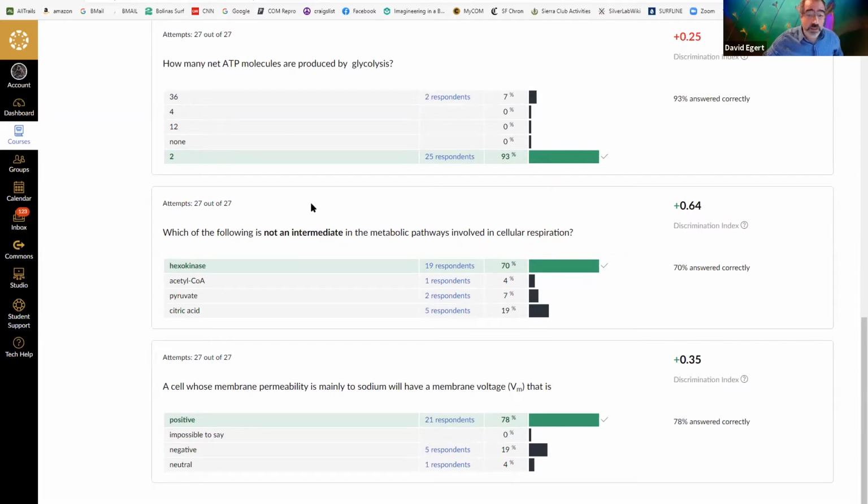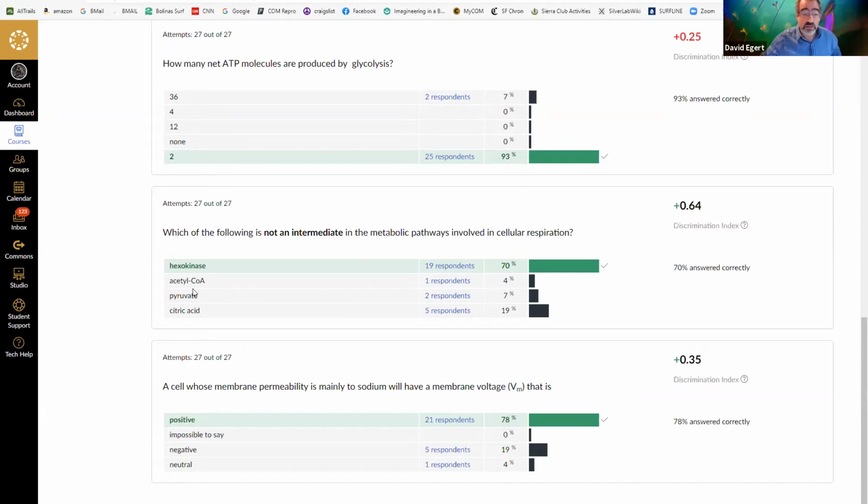Which of the following is not an intermediate in the metabolic pathways involved? So this one here, I put this in partly also just to make sure you remember the definition of intermediate. Again, what is an intermediate in a metabolic pathway? Something that's made and then used as a reactant or a substrate for the next reaction. Exactly. So it's a compound. It's one of the compounds that's made along the way.